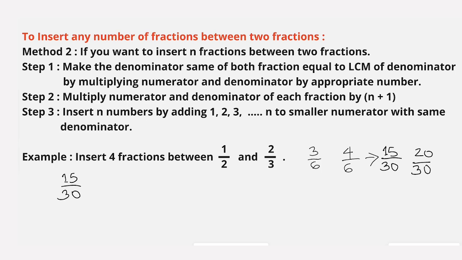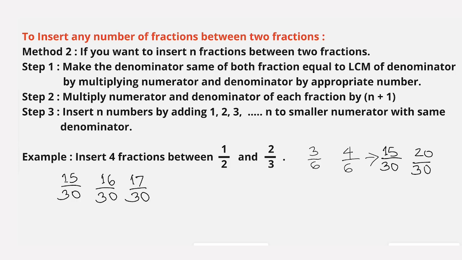Now we will add 1 to 15. So it will become 16 upon 30. The next number is 16 upon 30. Now we will add one more to it. So this will become 17 upon 30. So we have added 2 numbers so far.